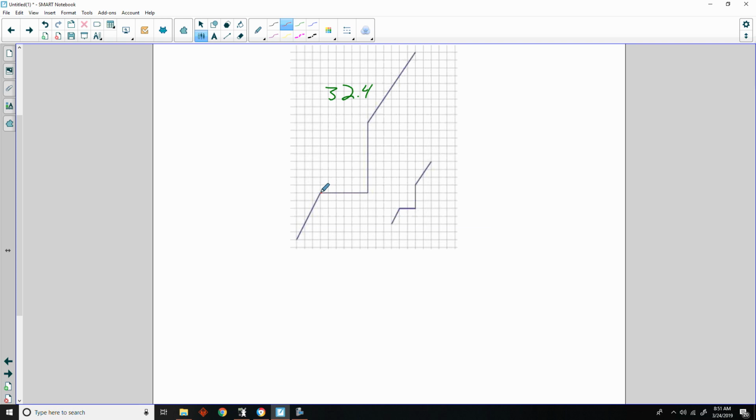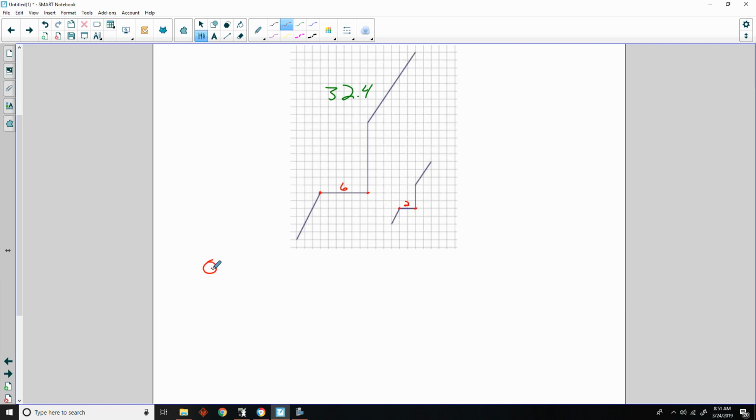So if I start here and go to here, notice they're both on corners of the grid, which means they're integer values, and that is a distance of 1, 2, 3, 4, 5, 6. So this is a distance of 6 units. And if I count the same piece of the scale, that is a distance of 2.